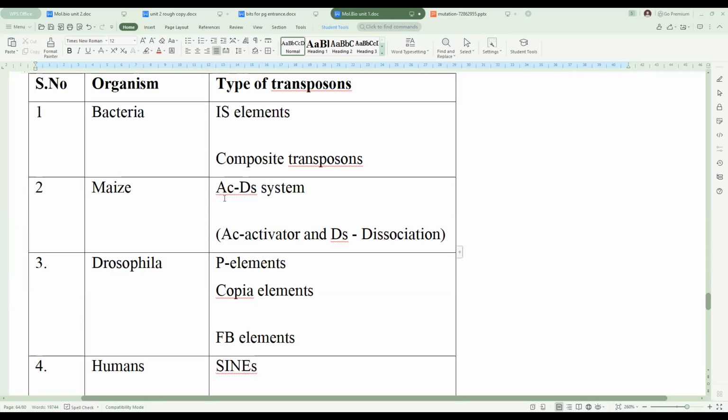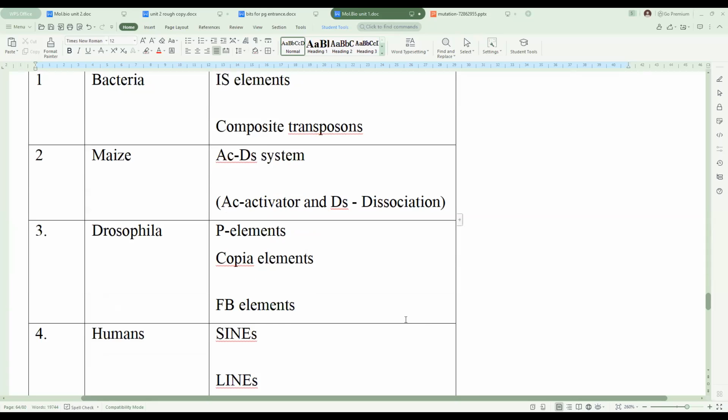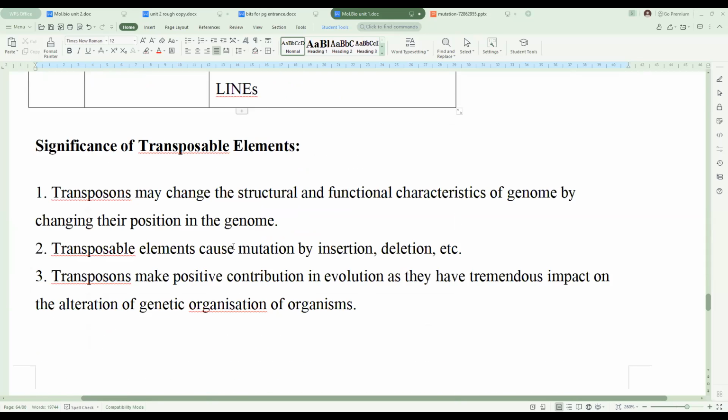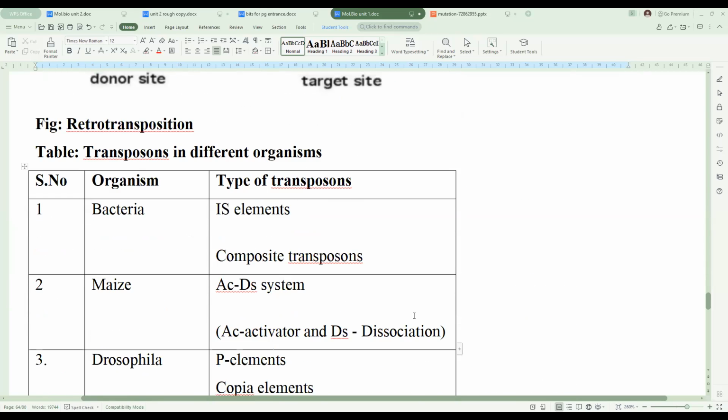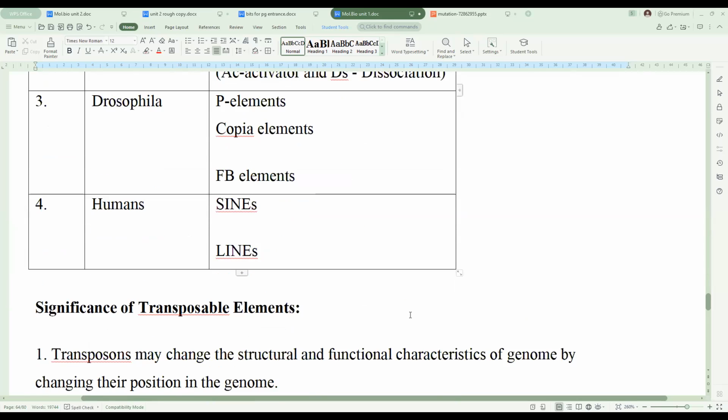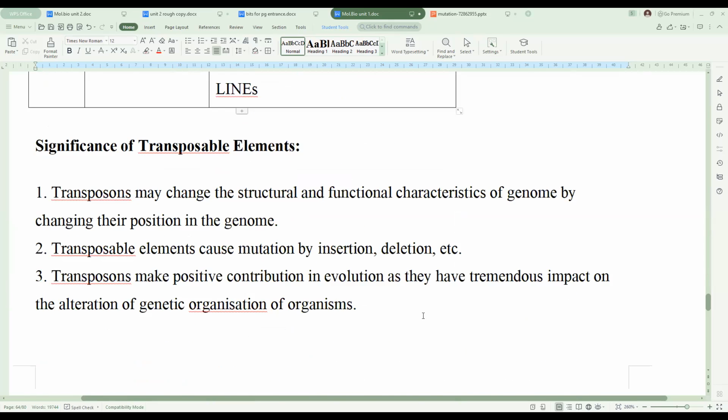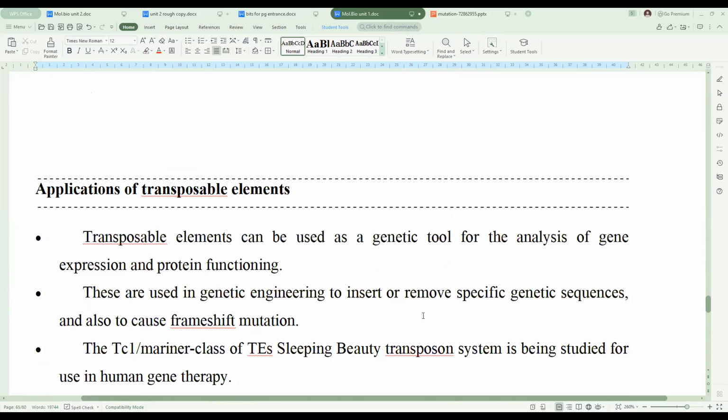The AC/DS system is seen in maize. There can be a question: can retrotransposons be seen in bacteria or not? Right. So transposons, you understood. I hope you understood.